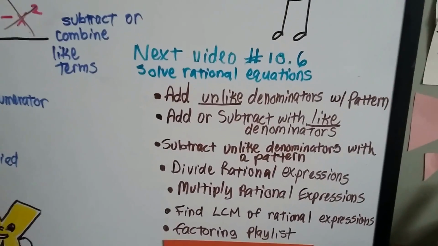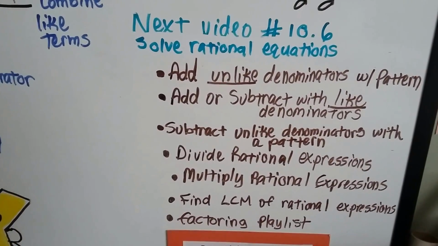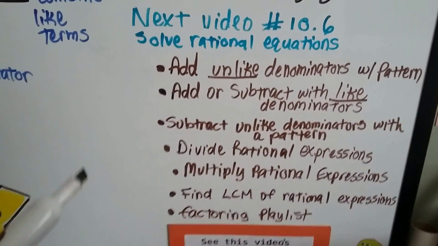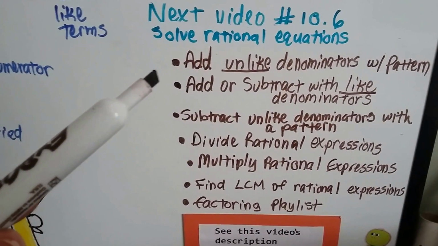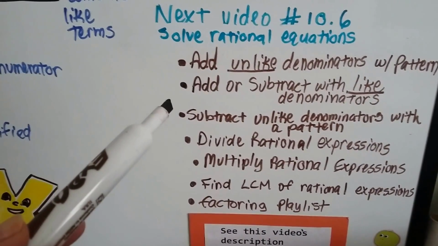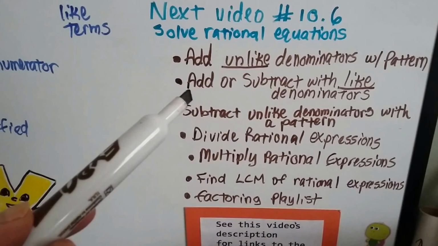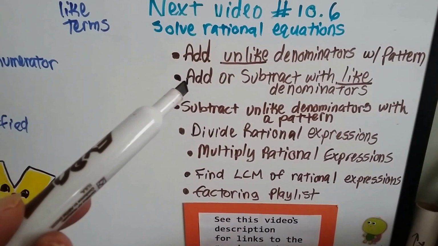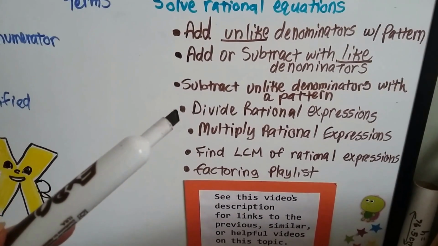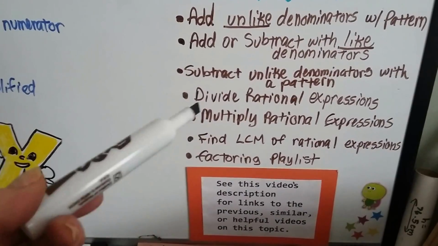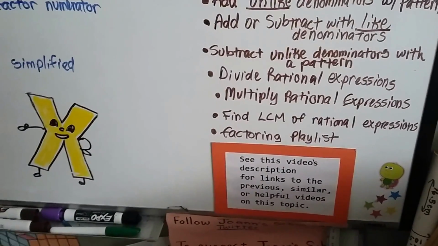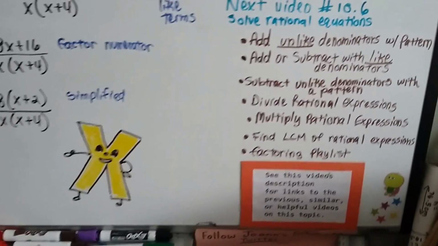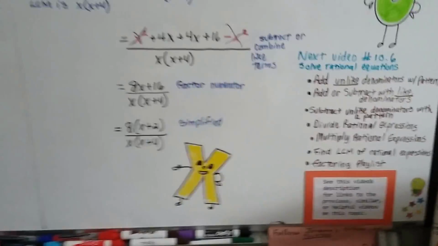All right, so our next video is going to be 10.6. I'm going to talk about how to solve rational equations. And if you want to see the previous videos for how to add unlike denominators using that pattern like I just showed, or adding and subtracting rational expressions with like denominators, or how to multiply or divide them, or how to find the least common multiple, or just how to factor and FOIL. All those links are going to be in this description, okay?